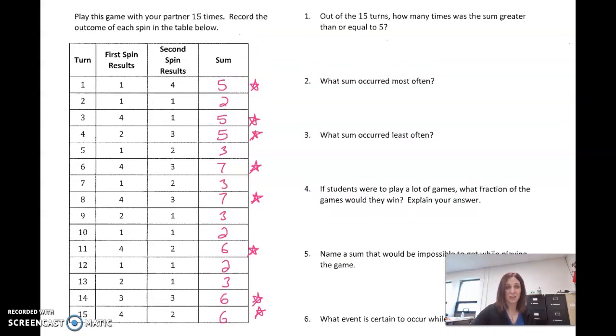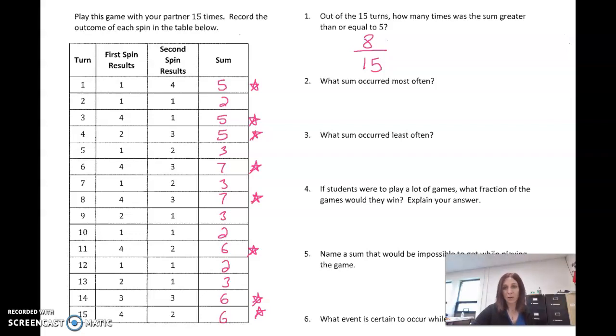Out of the 15 turns, how many times was the sum greater than or equal to 5? That was what we won here. 1, 2, 3, 4, 5, 6, 7, 8. That would be 8 times. Now I want to write this as a probability: 8 out of the 15. That's going to come into play in a little bit. This is the number of times the sum was greater than or equal to 5 out of our total number of turns.